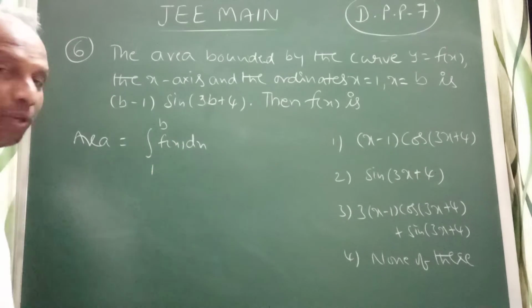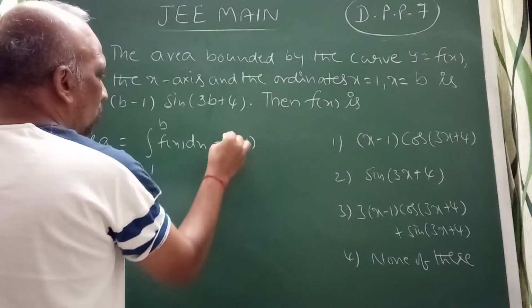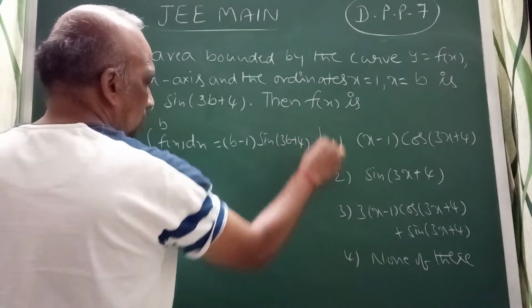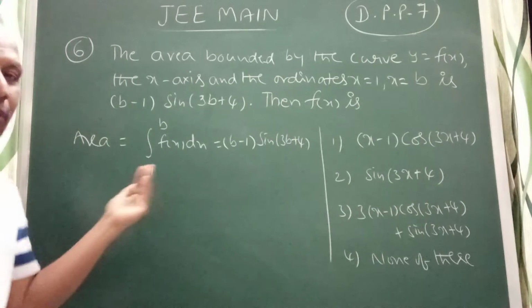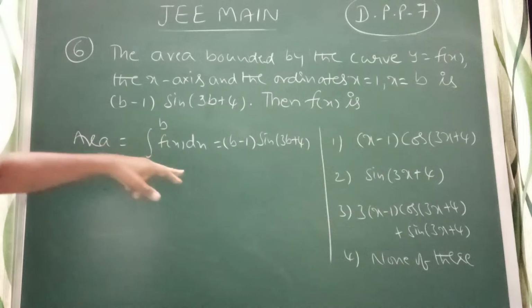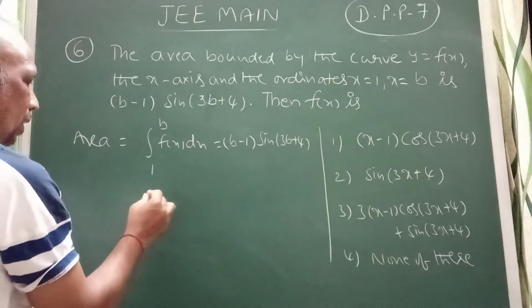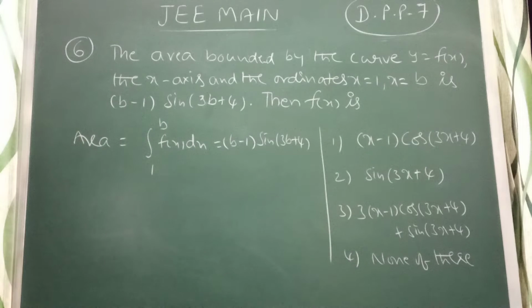Integral 1 to b f of x dx, which is equal to this value that is also given, (b minus 1) into sine of (3b plus 4). This is given, which is equal to this. This is the area function. Now you can see the area, integral 1 to b f of x dx, is given.